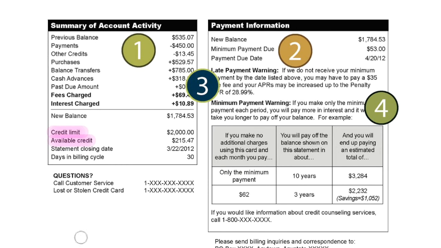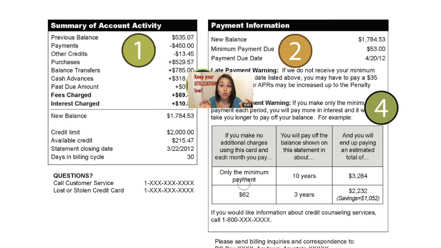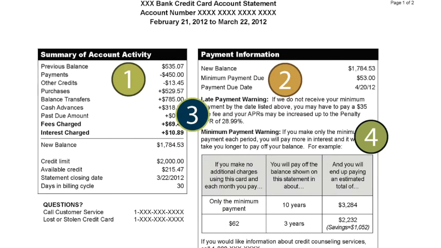So this person has $215.47 available. So they've spent almost all of the money that's available to them on this card, which is really bad. If you watch one of my other videos about utilization, you'll know why this is a really, really bad thing for your score. Now, number 2 is the payment information for your account.